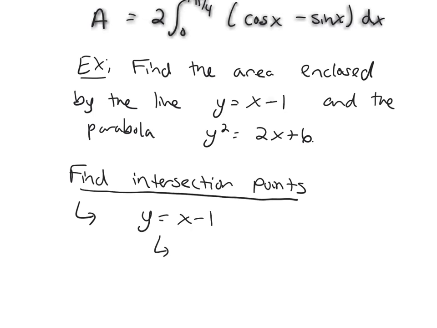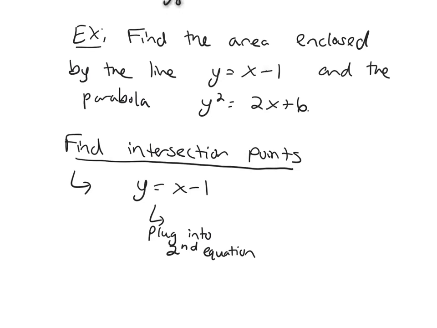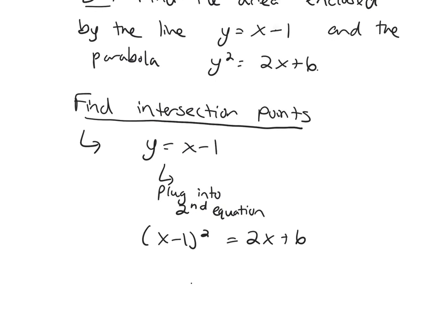So you plug in into the second equation, and you'll get x minus 1 squared equals 2x plus 6. When you plug in, you should only have one variable. You shouldn't have y's and x's. We only have x's. That's good. And I want to solve for x.